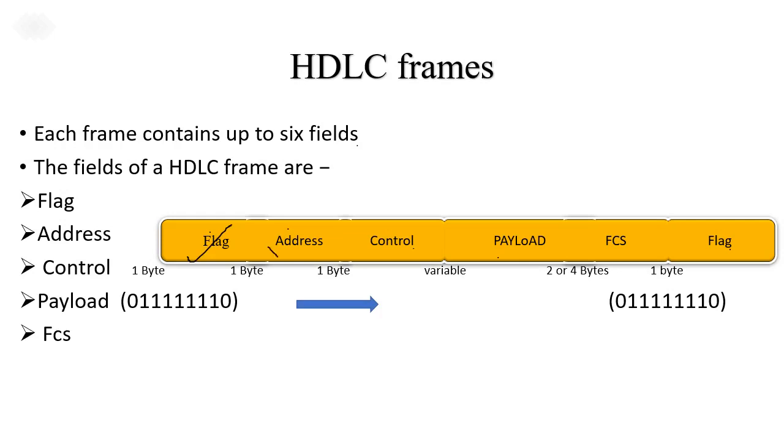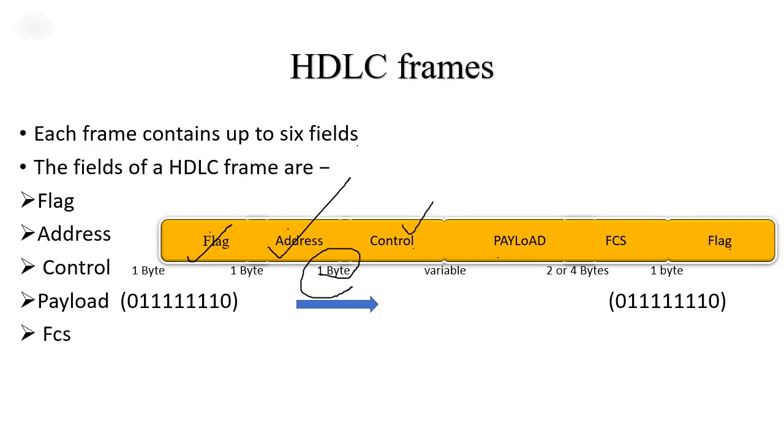Now, address field. It contains the address of the receiver. If the frame is sent by the primary station, it contains the address of the secondary station. If it is sent by the secondary station, it contains the address of the primary station. Address field may be from 1 byte to several bytes.